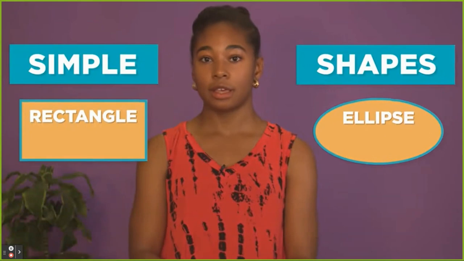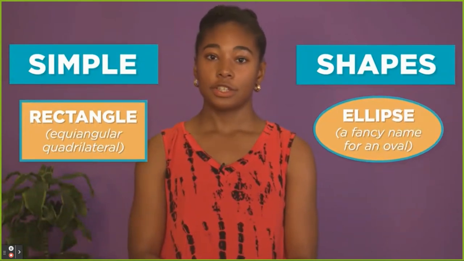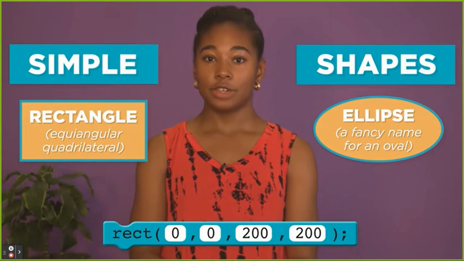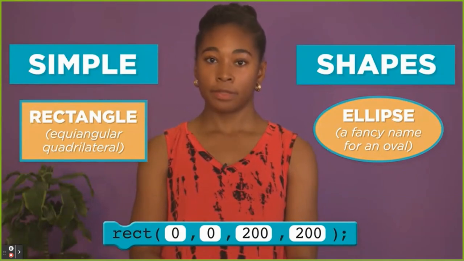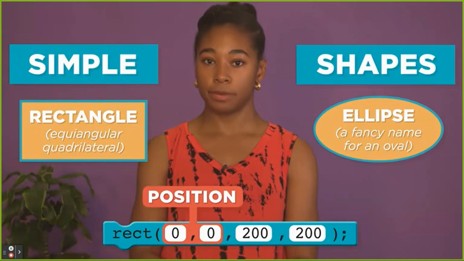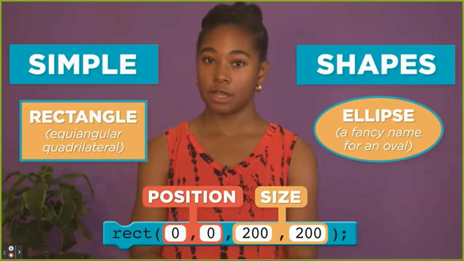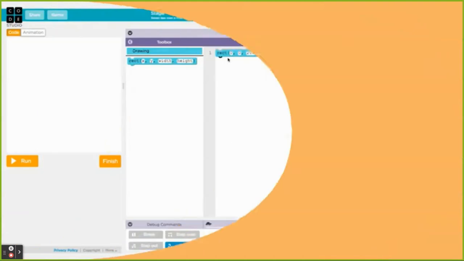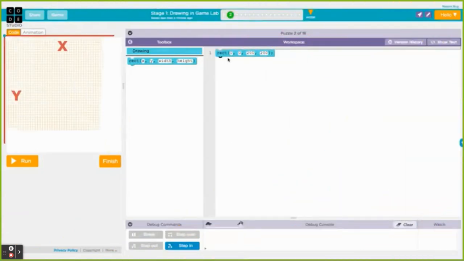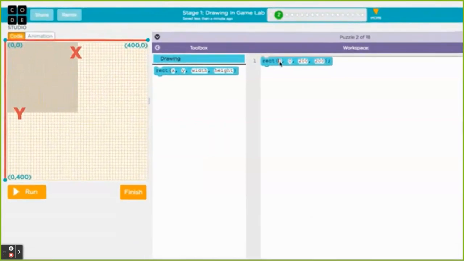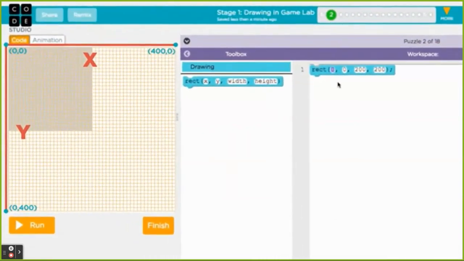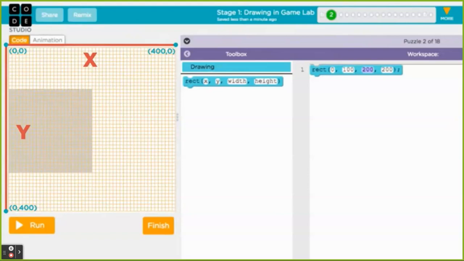To start out, you'll be drawing with simple shapes like rectangles and ellipses. That's a fancy name for an oval. To change where shapes show up on the screen, you can change the numbers given to each command. The first two numbers set the position of the shape. The last two numbers change the size. Let's check out an example where we want to move our rectangle down the screen and then make it wider. In GameLab, the X and Y position starts at the top left corner. If we want to move the rectangle down the screen, we actually need to increase the Y value. To make the rectangle wider, we'll also need to increase its width.